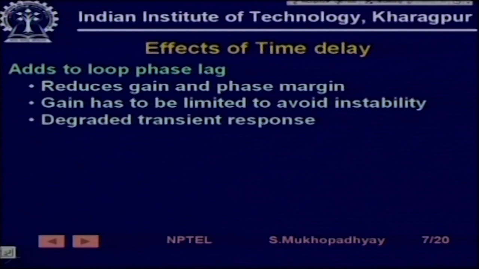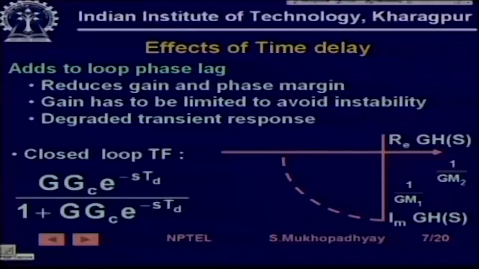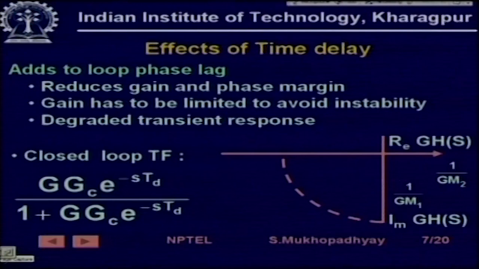In some cases, for example, if you are using a proportional controller and if you use a smaller gain, then you are going to get greater steady state error, because in the steady state, delay has no effect. But if because of stability reasons, one has to use a lesser value of k, then that lesser value of k is going to cause a greater steady state error, which is a degradation in performance. So this is a major problem of time delay. But before that, let us see how this gain margin and phase margin is reduced.